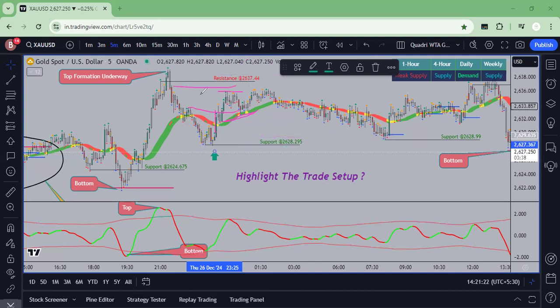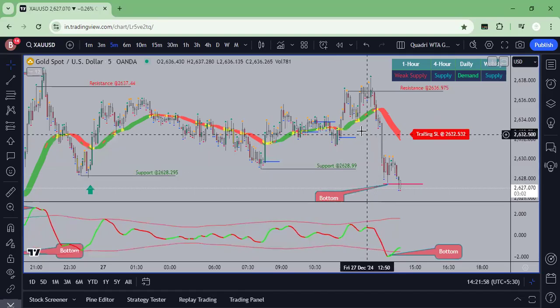So this is my first target. This would be my second target, and so on. Once my first target is broken, I'll bring my stop loss to this one and start trailing based on that. This is how I normally like to trade. Now, this was the first trading opportunity. After that, did we get any trading opportunity?